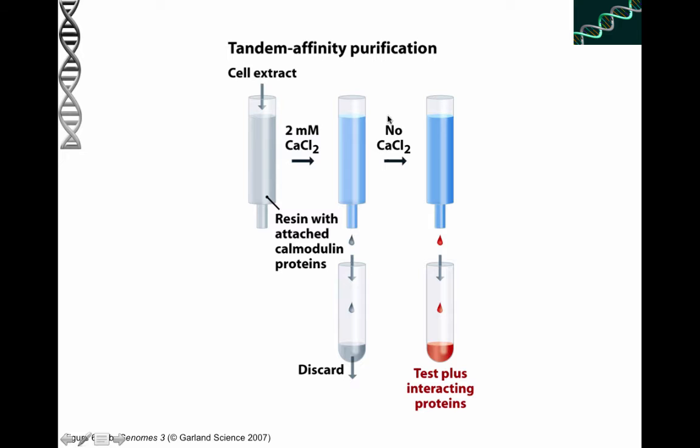And if you decrease the calcium condition, what used to bind inside the column will now be released and go down to the collection tube. If there's any protein that has a physical interaction with the calmodulin protein, those will also be eluted here. So by using this column, you can detect the other proteins that have a direct physical interaction with the calmodulin protein. This is one good example of identifying the actual protein function in the cell.